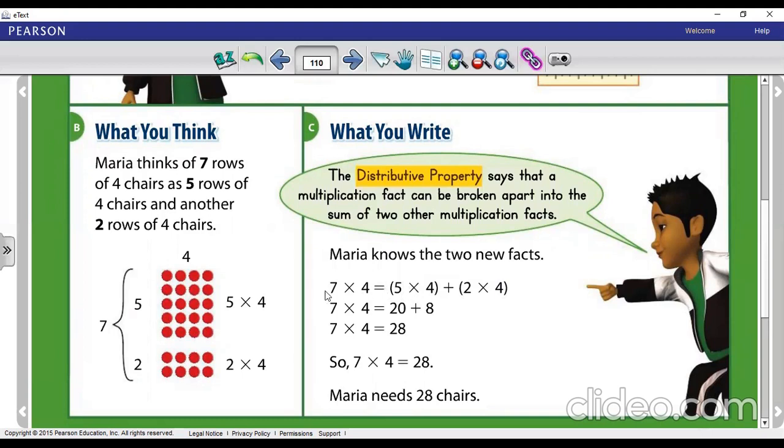And instead of finding out 7 multiply 4 equal what, I can find 5 multiply 4, which is 20, as we know, because it's easy from the multiplication table of 5. 5 multiply 4 equal 20, plus 2 multiply 4 equal 8. So 20 plus 8 equal 28. So 7 multiply 4 equal 28. So Maria needs 28 chairs. Okay?